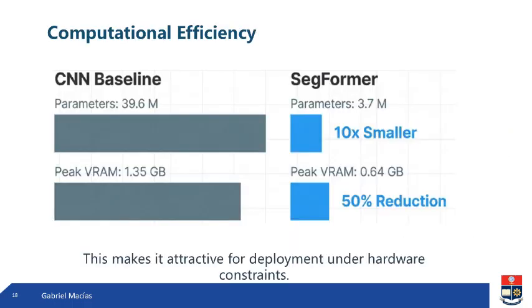This figure shows the efficiency comparison between the CNN baseline and SegFormer. The CNN model has about 39.6 million parameters, while SegFormer uses only 3.7 million, making it roughly 10 times smaller. In addition, SegFormer reduces peak RAM usage from 1.35 GB to 0.64 GB, which represents about a 50% reduction in memory consumption. Despite being significantly lighter, SegFormer maintains competitive performance, highlighting that transformer-based architectures can achieve strong results with fewer resources. This makes SegFormer more suitable for efficient training, faster inference, and deployment in environments with limited computational capacity.